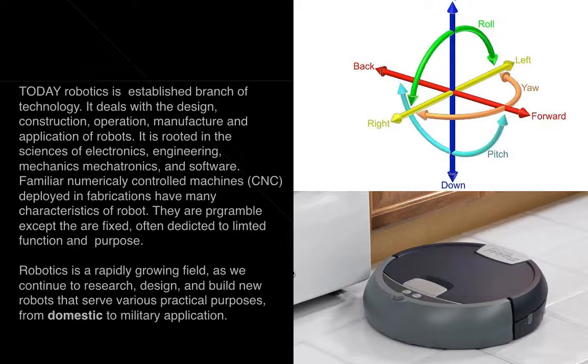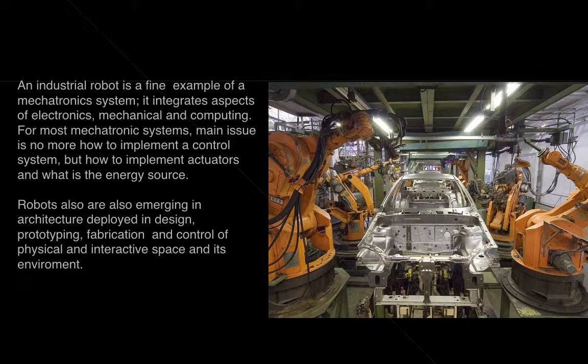And they are programmable, often dedicated to limited function and purpose, of course, while the fully programmable robot is more universal. It is a growing field as we continue to research and build new robots that serve various purposes, even domestic today. An industrial robot is a very good example of a contemporary robot, and this is probably already quite a few years old. Look how big they are.